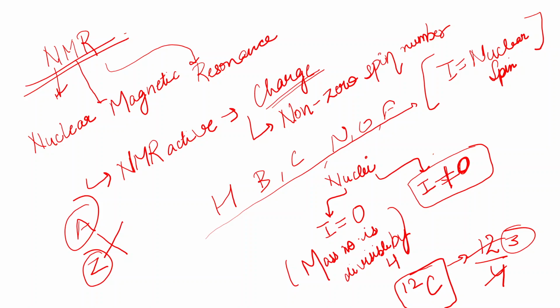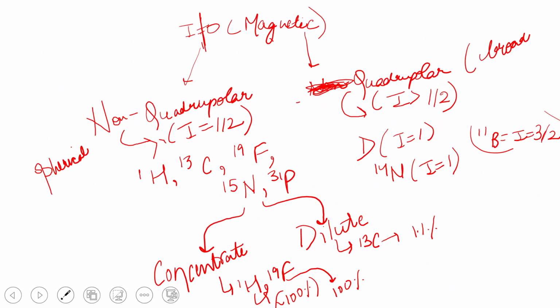Then we discussed about NMR. NMR is nuclear magnetic resonance spectroscopy. Basically in this spectroscopy, for a nucleus to be NMR active, it should have a non-zero spin number, and then further these nuclei can be magnetic or non-magnetic. Further, magnetic nuclei have I non-zero, and it is further divided into non-quadrupolar and quadrupolar. Non-quadrupolar means I is half, and quadrupolar means I is greater than half.